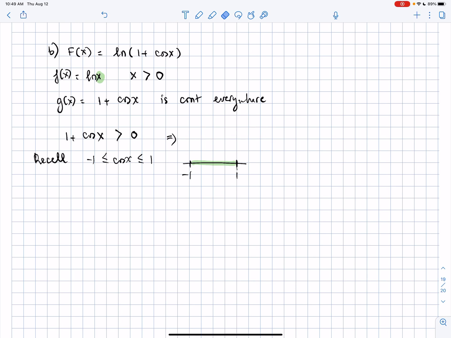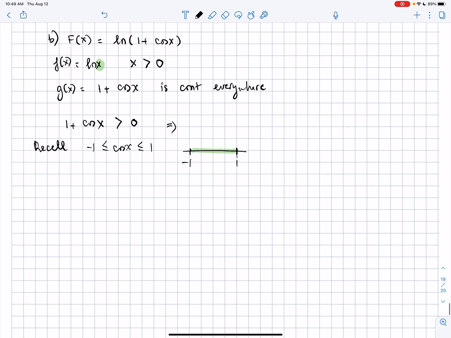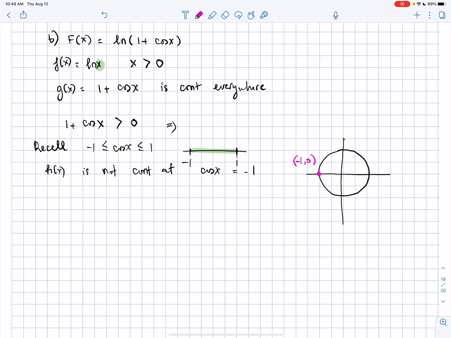In other words, we can say the function h of x is not continuous at cosine of x equal to negative 1. Now we can solve for this, right? If we draw the circle and we look at this point right here, pi, so we got negative 1 comma 0. This point is pi, or 3 pi, or 5 pi, or 7 pi, and so on. Or this can be plus or minus. If you notice, 1, negative 1, 3, negative 3, 5, negative 5, 7, negative 7, and so on, they are the odd integers.